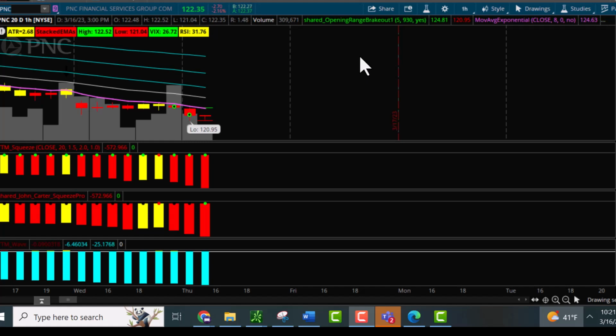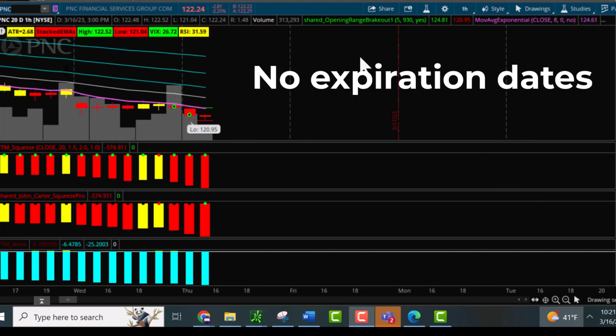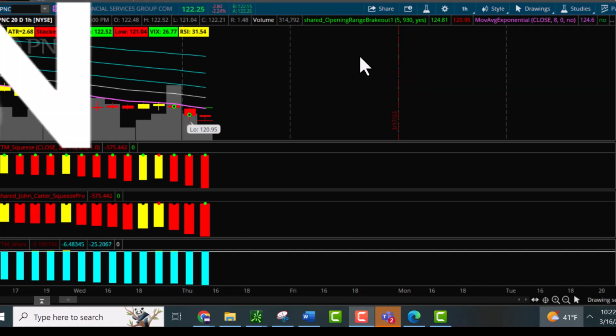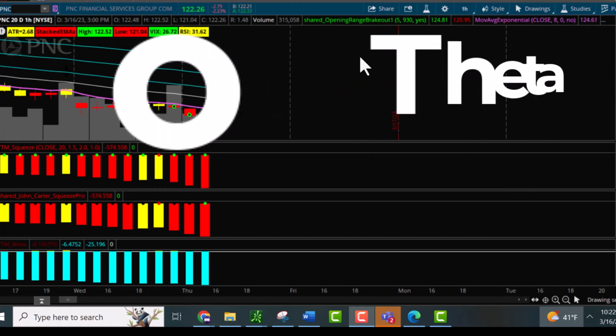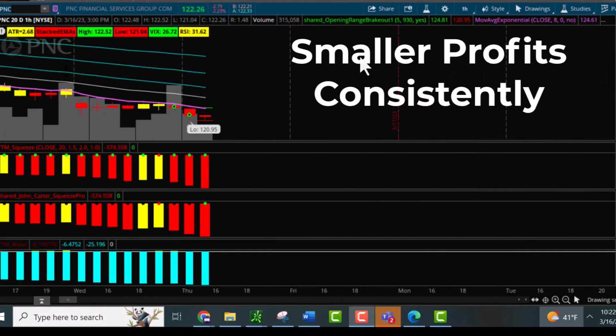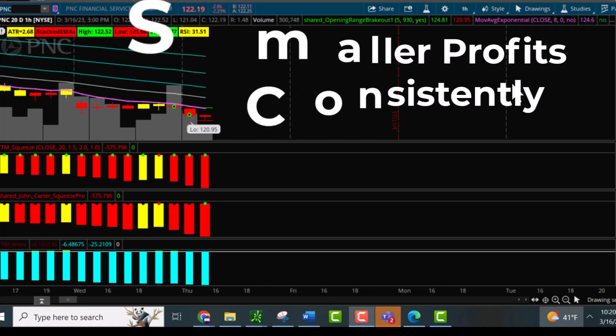What I love about this strategy is, number one, I don't have to worry about expiration dates. Sometimes the option contracts need more time, and then if they expire, I end up losing my money. So when I use it to flip shares of stocks, I don't have an expiration date and I can hold on to those shares as long as I need to. Secondly, I don't have to worry about theta and the decay that happens with trading options. And lastly, while my profit margins are much smaller flipping shares versus trading options, I find that I can safely flip the shares for small profits more consistently.